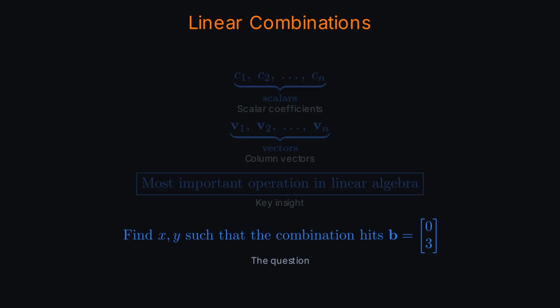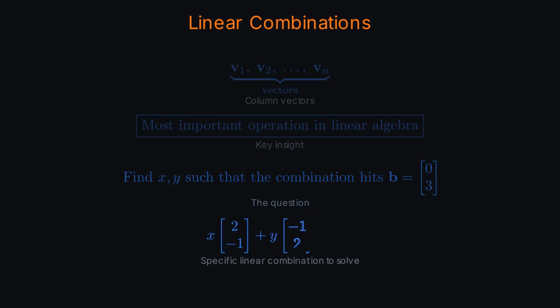Now here is our specific question. Find scalars x and y so that this combination of column vectors hits the target B. And that is x times the vector 2, -1, plus y times the vector -1, 2 equals the vector 0, 3. Let's draw it.